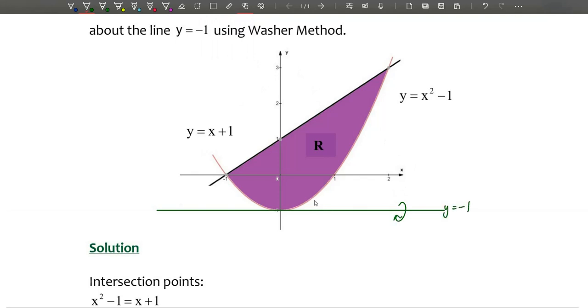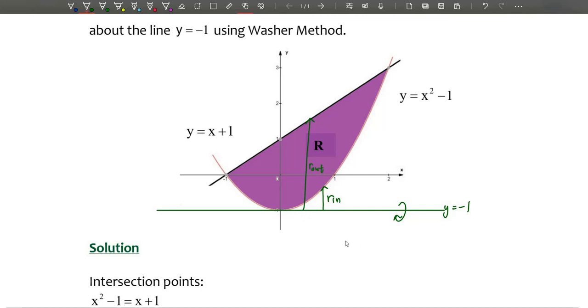So now let's find out the radius. Drag from the line of rotation to the nearest curve, that means the bottom of the region bounded. This would be our inner radius. And then drag from the line of rotation to the farthest part of the region bounded. This would be the outer radius.